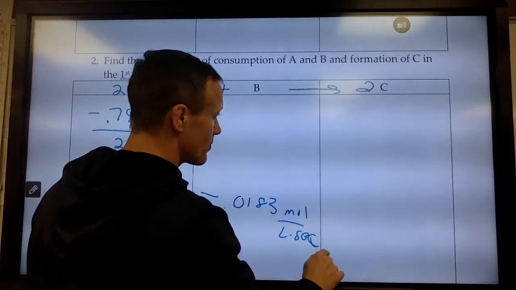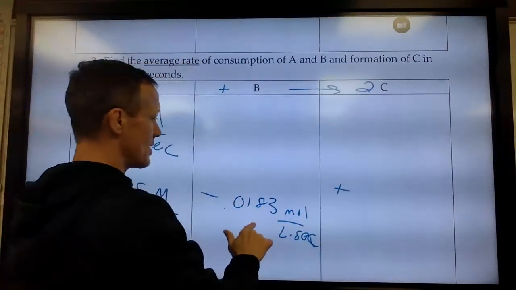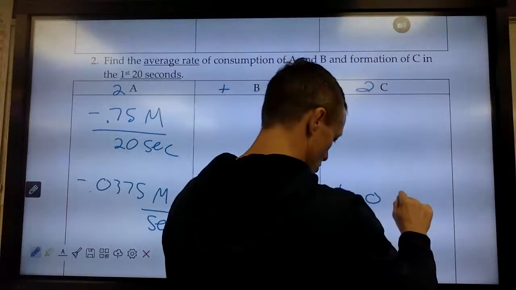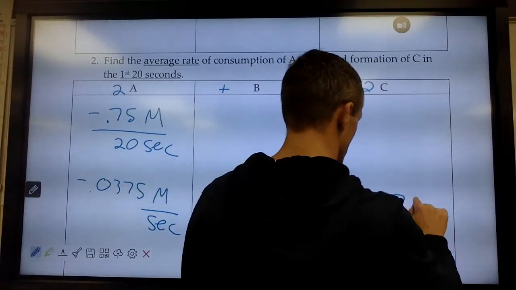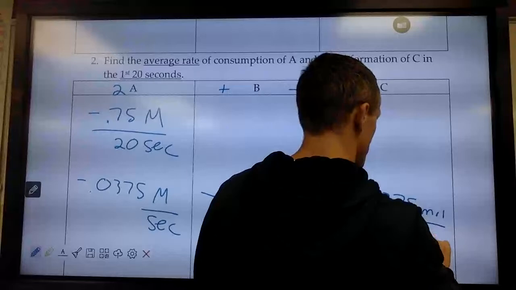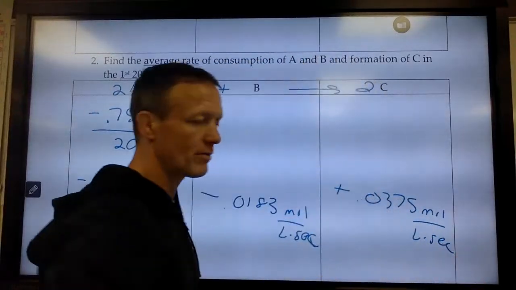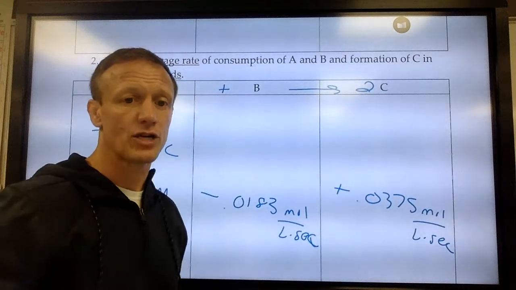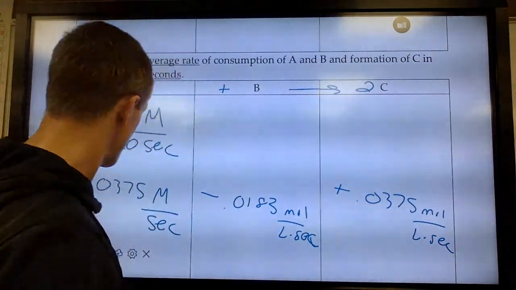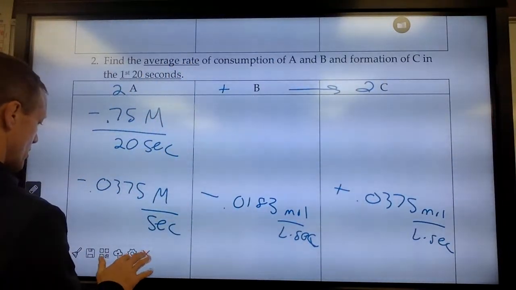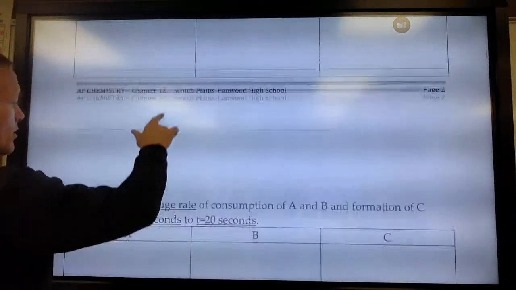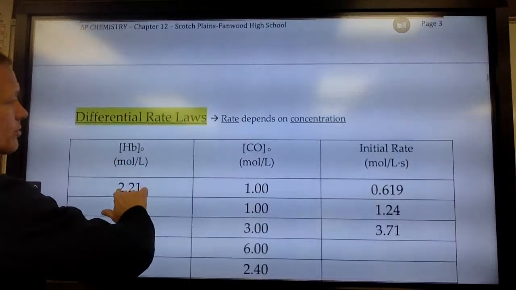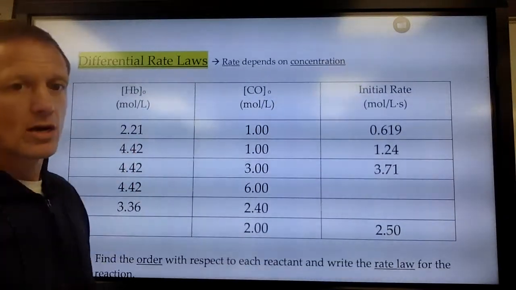That's supposed to say seconds, sorry. And C would be going up by double that, or the same as A, because it's a 2-to-2 ratio. So 0.0375 moles per liter per second. Get used to that, moles per liter per second. That is your rate. That's how fast the things are changing. All right, we're going to skip the next two parts.